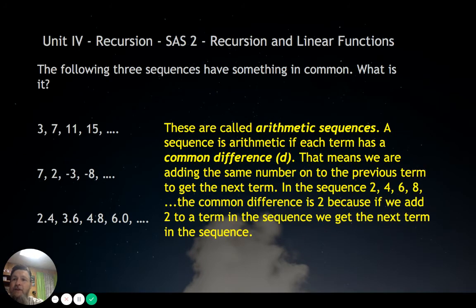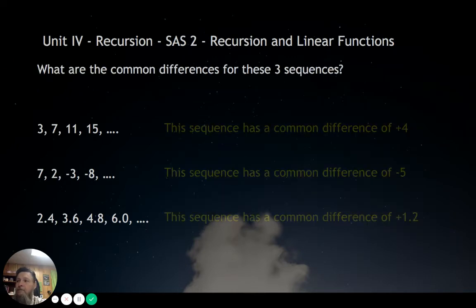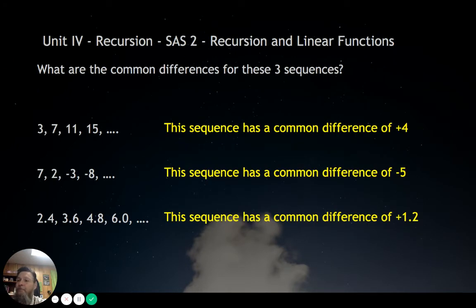And these are called arithmetic sequences. And yes, I said arithmetic because that's the way you pronounce that. A sequence is arithmetic if each term has a common difference. The common difference of the first sequence is 4, so D equals 4. The common difference in the second sequence is minus 5, so D equals minus 5. And the common difference in the last sequence is 1.2, so D equals 1.2. And there you go. That's the explanation for it right there.